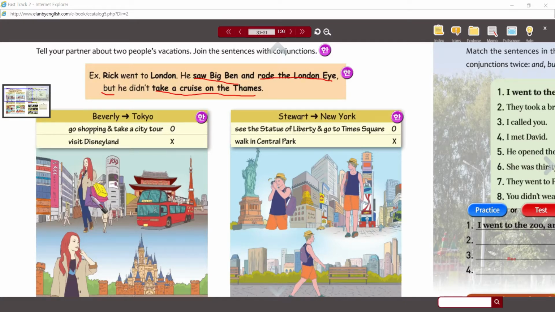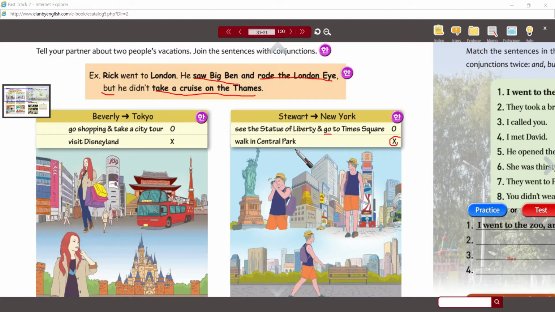All right, so in the picture you can see her shopping. You can see her on a city tour, and a picture of her not visiting Disneyland. Okay. So again, Beverly went to Tokyo, she went shopping and took a tour, but she didn't visit Disneyland. Okay. What about Stuart? Stuart went to New York. He saw the Statue of Liberty and went to Times Square, but he didn't walk in Central Park.